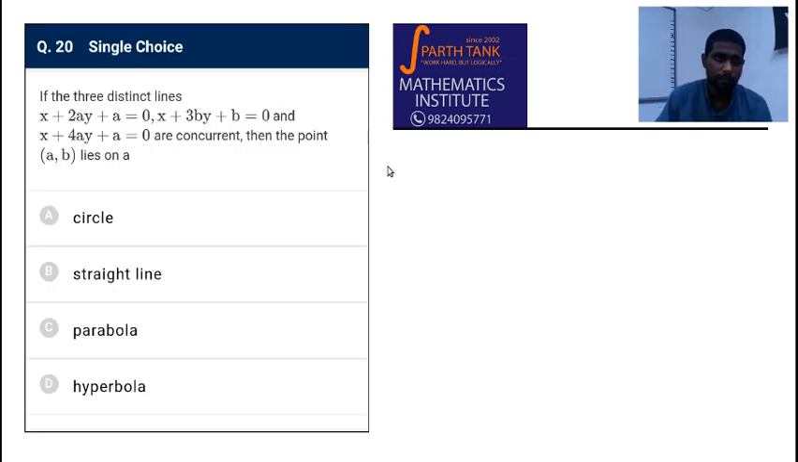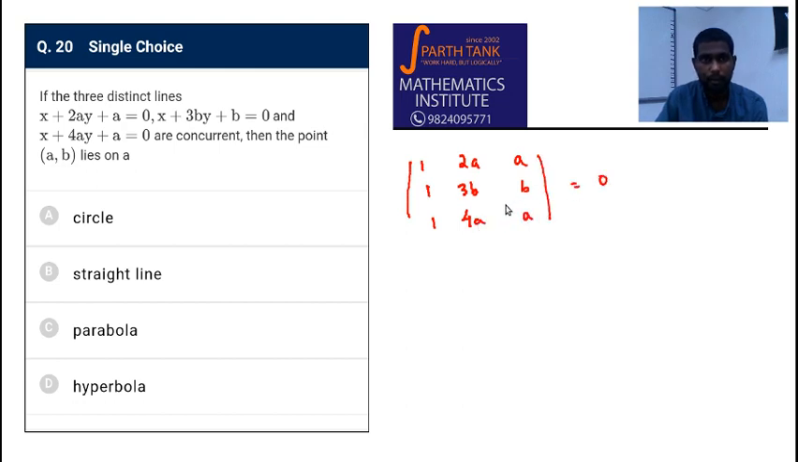Question number 20. If the 3 distinct lines x plus 2ay plus a is equal to 0, x plus 3by plus b is equal to 0, x plus 4ay plus a is equal to 0 are concurrent, then the point (a, b) lies on what? For concurrency, the condition is that the determinant formed by the coefficients of all these should be 0. This is the condition.